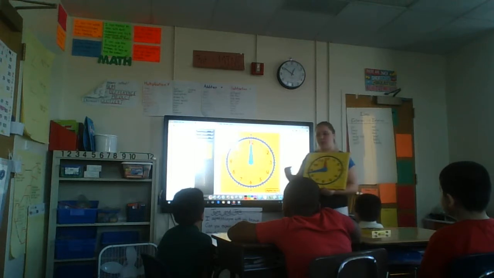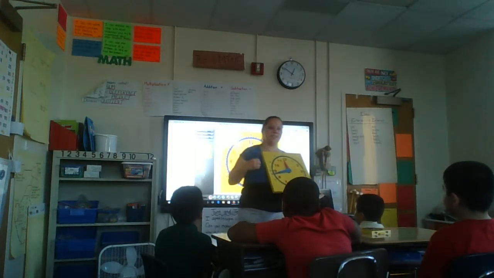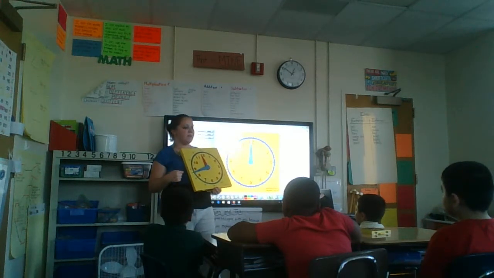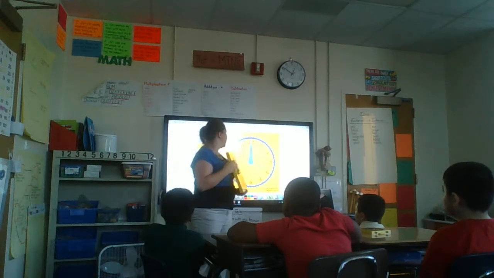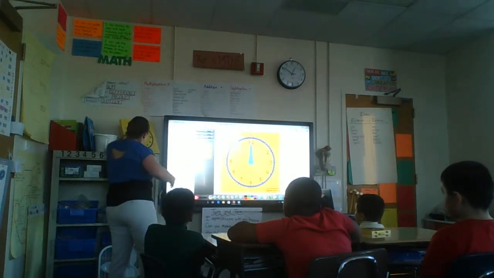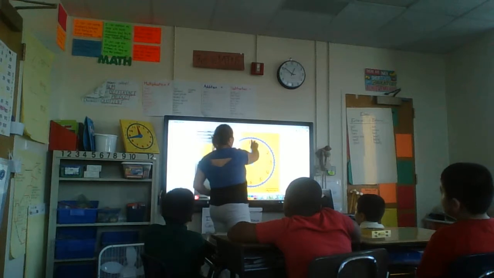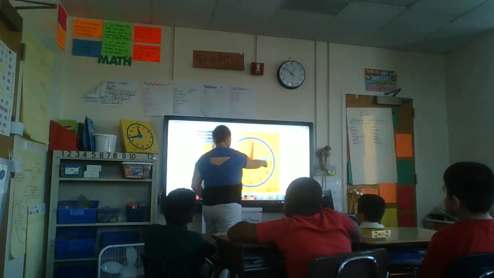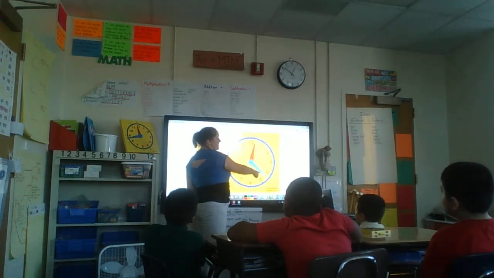So we're working on looking at the hour hand and the minute hand to be able to determine what time the clock is showing us. So I'm actually going to use the one that's on the board so that you can see it better. When I move the minute hand around the clock, you can see that the hour hand moves along with it. So every time it moves a minute, the hour hand is moving slowly around the clock.